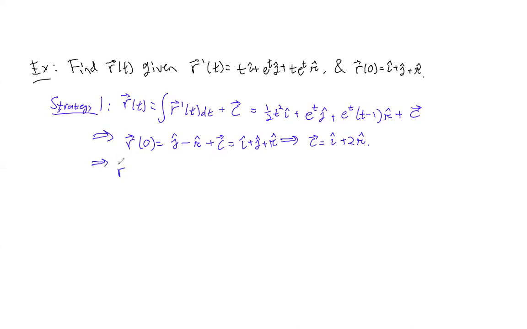So now we know what our constant vector is. It tells us that r of t is (1/2 t squared plus 1) i plus e to the t j plus (e to the t times (t minus 1) plus 2) k.